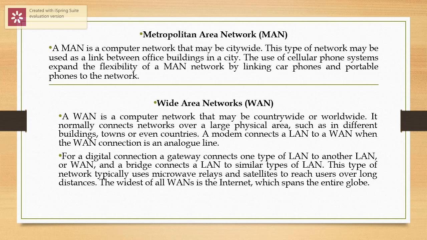A modem connects a local area network to a wide area network when the wide area network connection is an analog line. For a digital connection, a gateway connects one type of local area network to another local area network or wide area network, and a bridge connects a local area network to similar types of local area networks. This type of network typically uses microwave relays and satellites to reach users over long distances. The widest of all wide area networks is the Internet, which spans the entire globe.